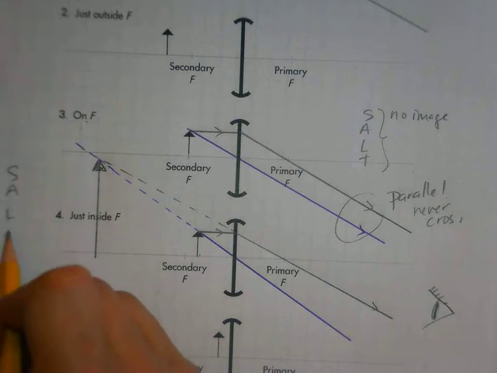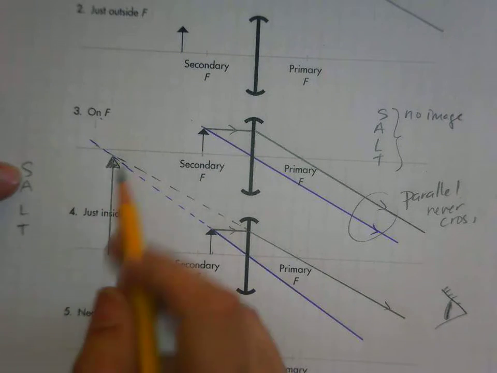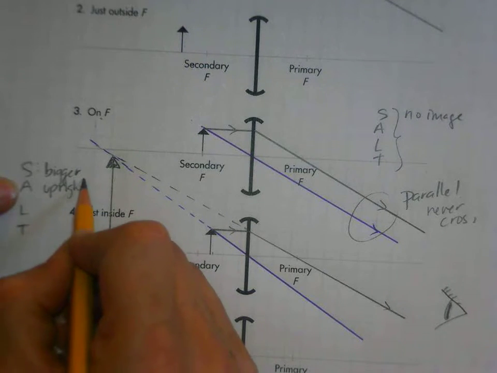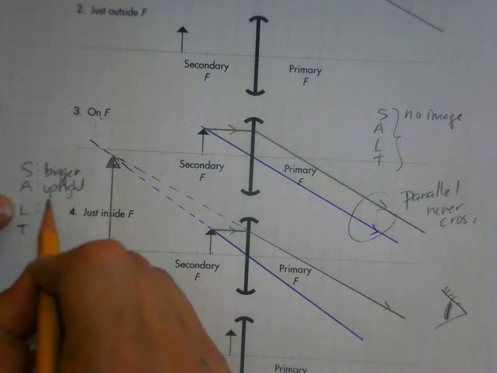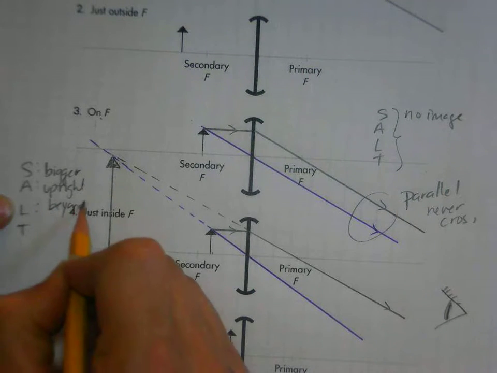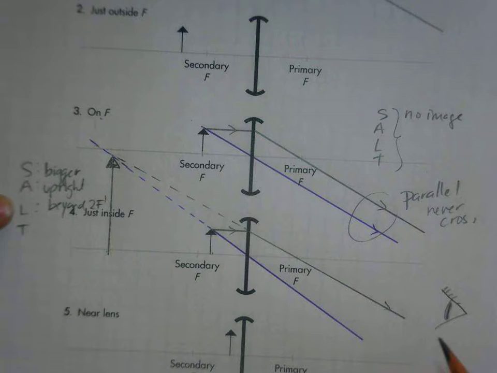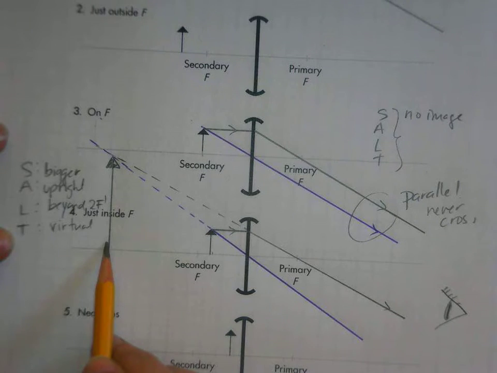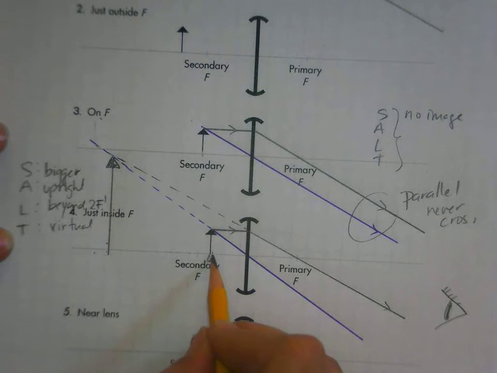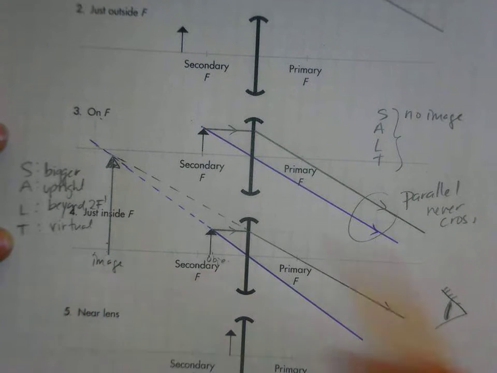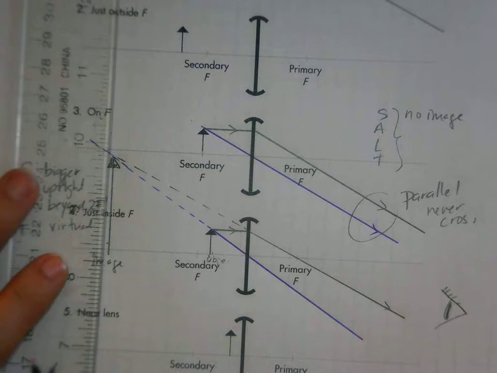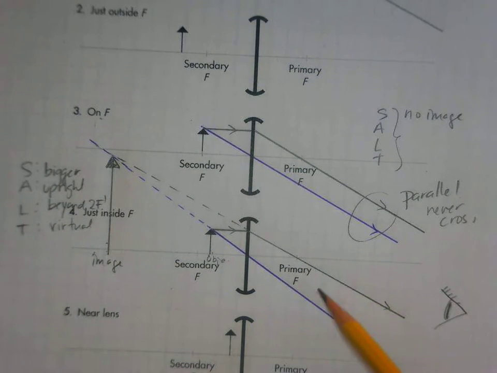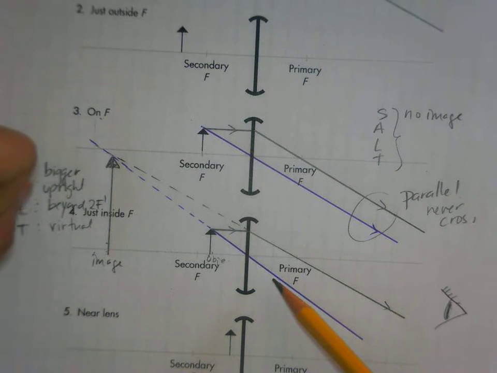So if I did SALT for my image here, size, it would be bigger. Attitude would be upright. Location would be beyond 2F prime, and type would be virtual because it is on the same side as the object. This is the object, this is the image, and if you think about it, if the screen is here, you can't really project it on there. Now what would this be? This would be a magnifying lens. So you're holding up a magnifying lens, it looks bigger and upright.